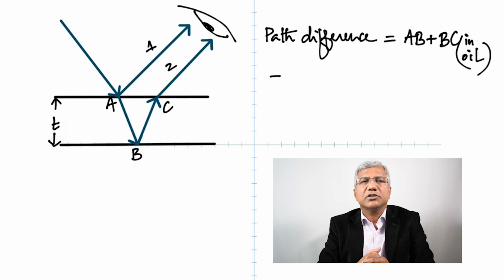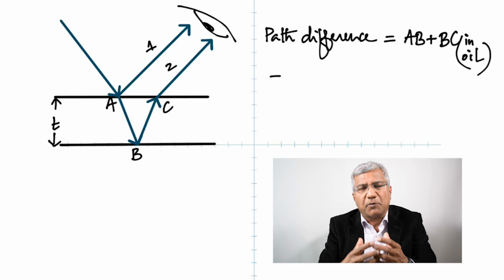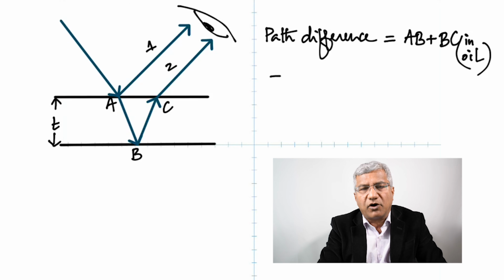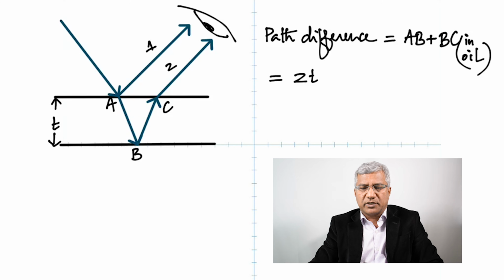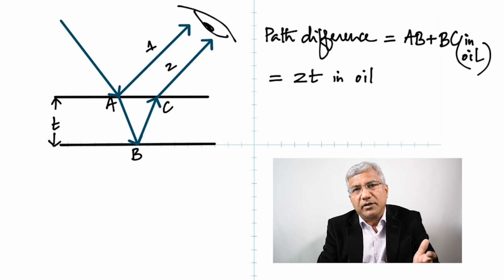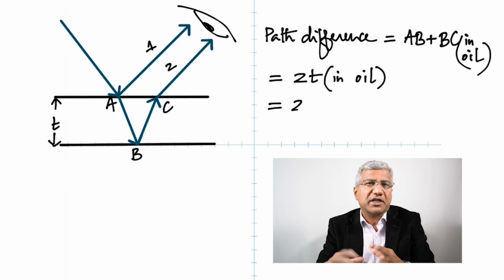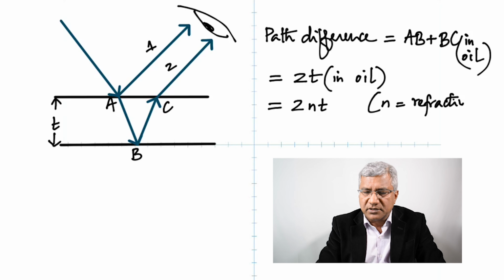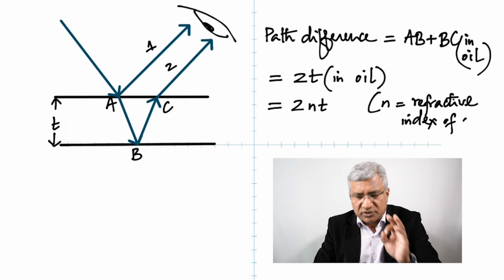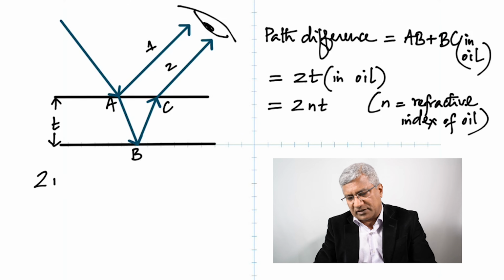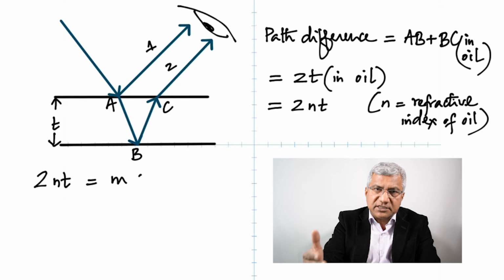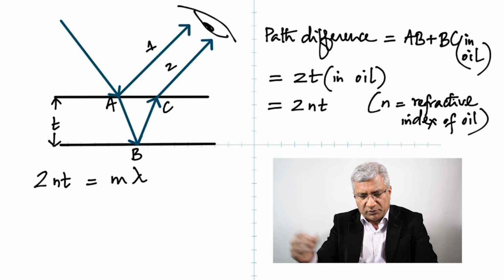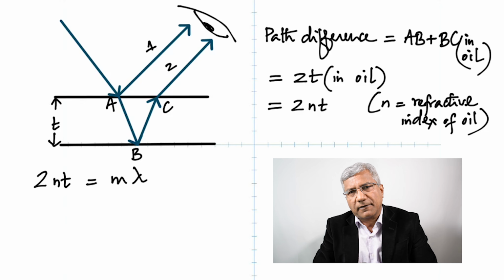How do we do that? We multiply the path by the refractive index of oil. So instead of 2t, that's 2t in oil, which becomes 2t times n in air. So comparing apples to apples, you got to multiply it with the refractive index of oil. Again, so path difference is 2nt, where n is the refractive index of oil. And for maxima, this path difference should be equal to m lambda. That's all you got to remember.